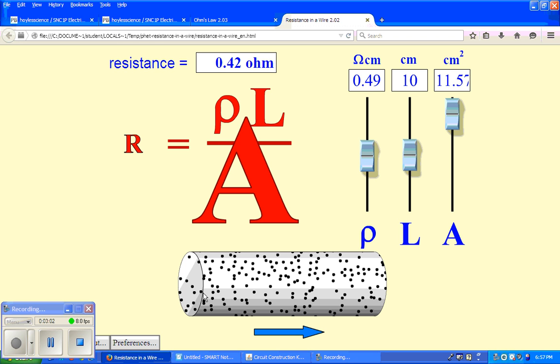So a thick wire has a low resistance. And again, think of you trying to walk through a large tunnel. Real easy to do compared to the real narrow one. So a thick wire has a lower resistance compared to a thin wire.